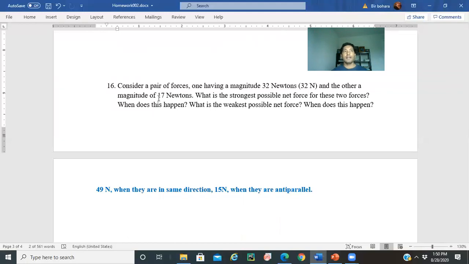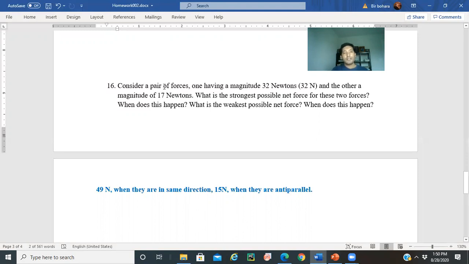Vector means like velocity. If I say I'm driving with velocity 30 miles per hour, then you may ask, which direction? Are you going north towards Kentucky, or are you going south towards Huntsville? Which is your direction? That is the vector. That means vectors are those physical quantities that require magnitude as well as direction. Okay, I hope you are clear.